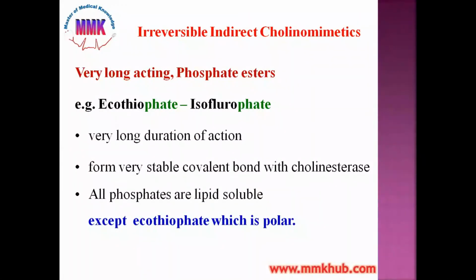Next, we have the very long-acting, irreversible indirect cholinomimetics. When we talk about the irreversible ones, we know they are toxic. They have a very long duration of action, form a very stable covalent bond with cholinesterase, and all the organophosphates are lipid soluble, which means they can act on the CNS, except ecothiophate, which is polar.